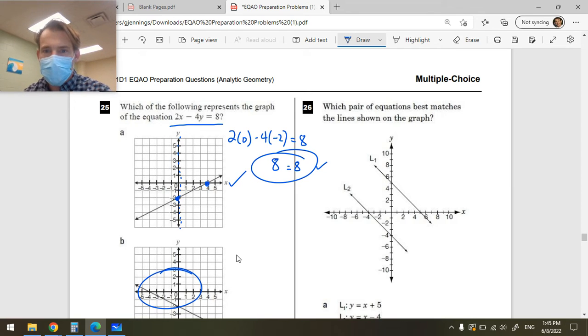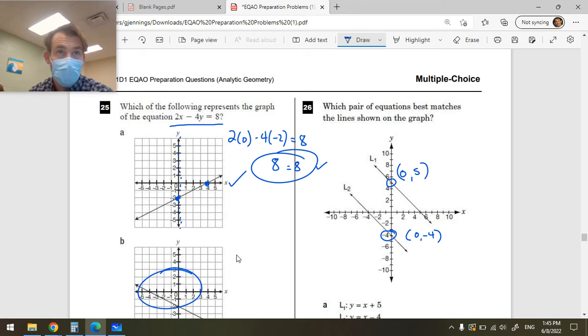Which pair of equations best matches the lines shown on the graph? One thing I notice is that these lines look parallel. Line 2 has an intercept of -4, and line 1 has an intercept of, that's the point (0, 5), and this is the point (0, -4). Okay, so those are going to be b values.